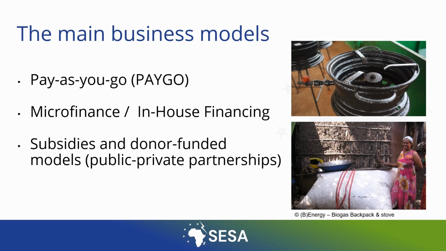And now to the main business models. As mentioned, business models essentially exist in many cases for cleaner cooking systems to overcome the upfront capital barriers to purchasing the technology. And here we'll discuss three main means of doing so. First is the pay-as-you-go model. Second is microfinance, or the provision of in-house financing by the companies selling cleaner cooking systems, fuels, or stoves. And then public-private partnerships, which are essentially a mix of subsidies or donor-distributed technologies.